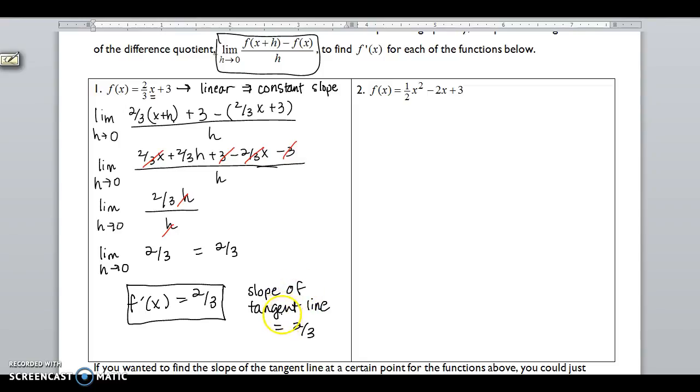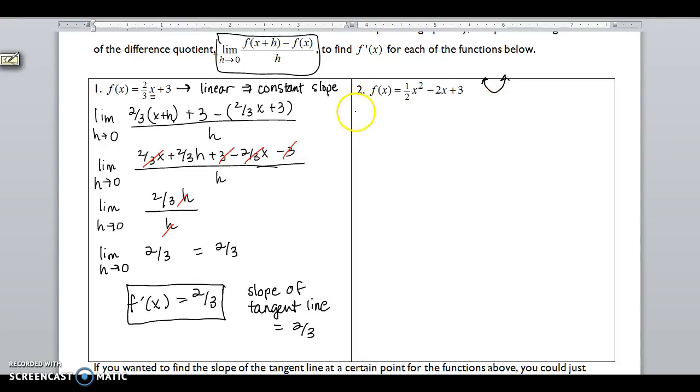If we look at a parabola or something else, you're going to get an equation for f prime, like something with variables. So let's take a look at number 2. 1/2 x squared minus 2x plus 3. Think about it ahead of time. This graph is going to be a parabola. It will not have constant slope. Over here, the slope is negative. Over here, the slope is positive. So our f prime is going to have variables in it.